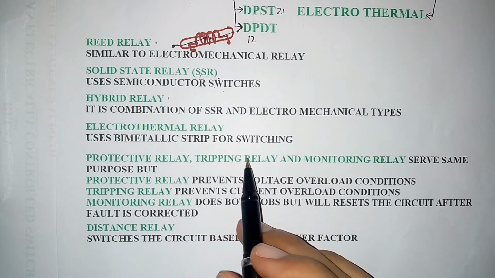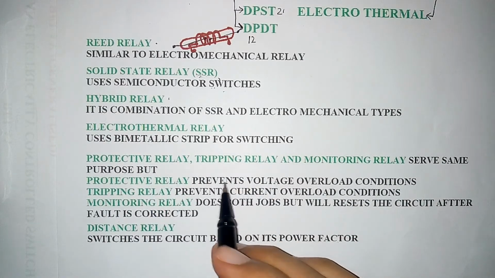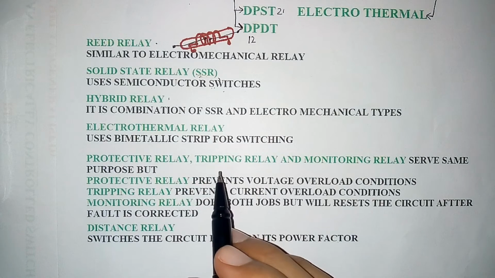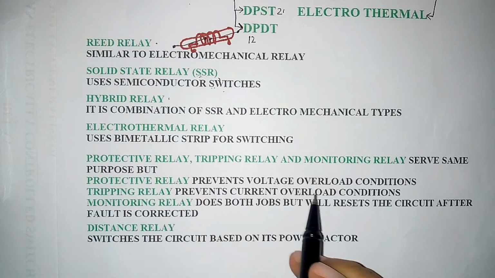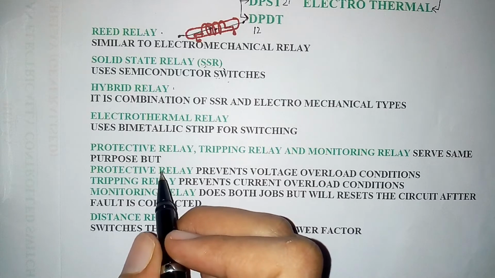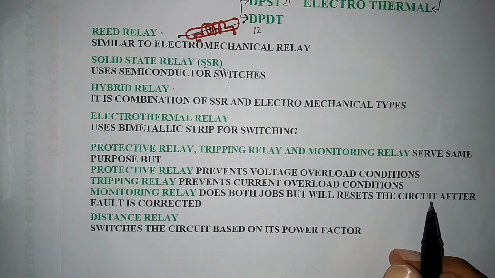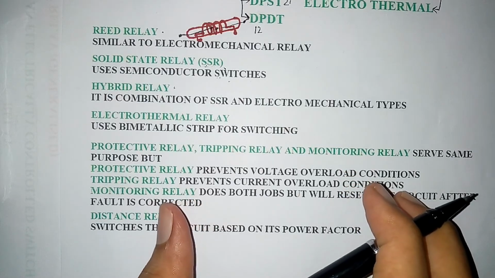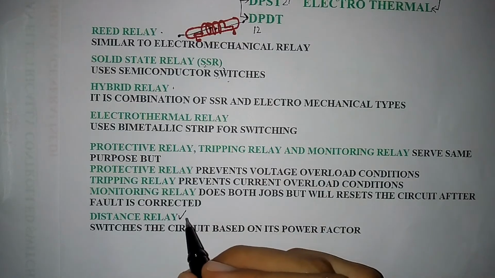Protective relay, tripping relay, and monitoring relay serve the same purpose, but the protective relay prevents overvoltage, whereas the tripping relay prevents current overload conditions. The monitoring relay does both jobs of protective and tripping type, but it will reset the circuit after the fault is corrected. Finally, the distance relay responds to the poor power factor.